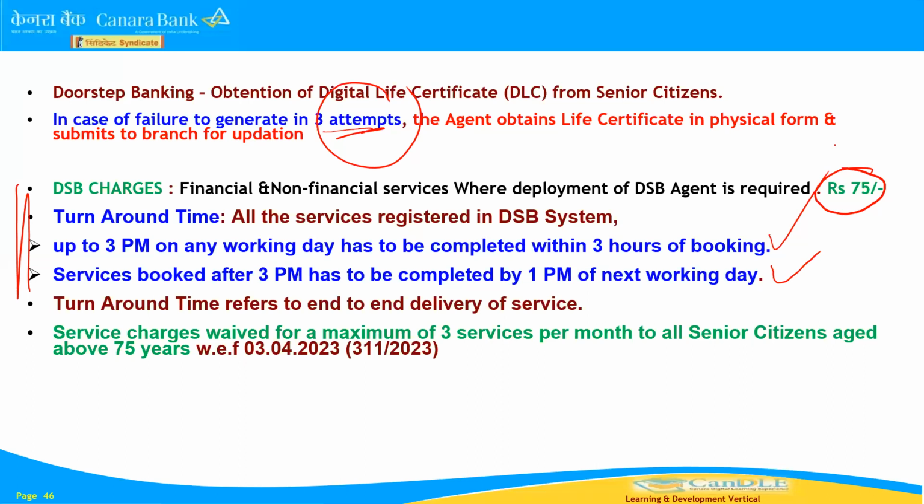Now, the service charge of 75 rupees is waived, maximum 3 services per month, for all senior citizens aged above 75 years. If senior citizens above 75 years want to book any service under this doorstep banking, a maximum of three services per month are free. The only condition is their age should be 75 years and above.